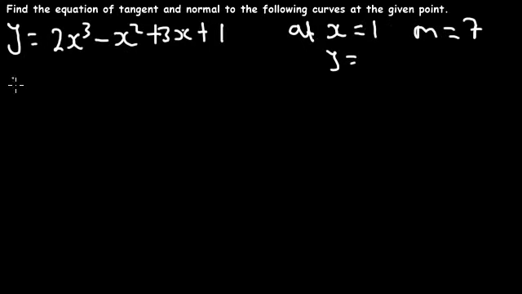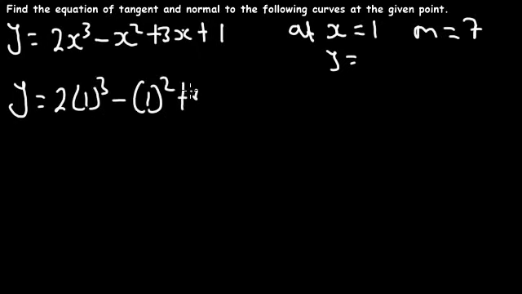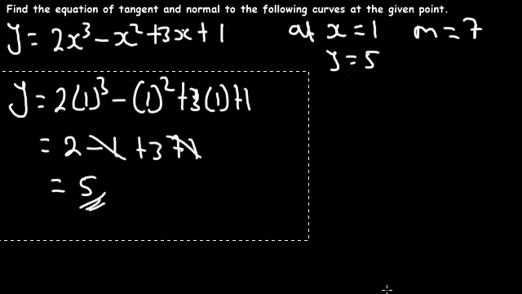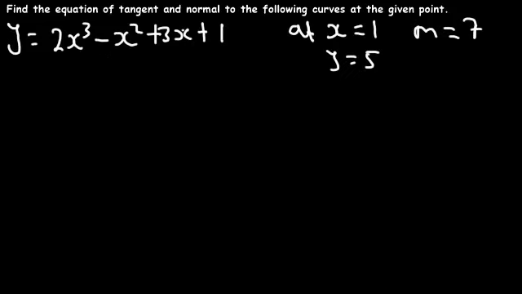So at x equals 1, y equals 2 times 1 to the power of 3 minus 1 all squared plus 3 times 1 plus 1. And this is simplified to 2 minus 1 plus 3 plus 1. Plus 1 cancels minus 1, and we have 5, as 2 plus 3 results in 5. So therefore the y value when x is 1 is 5. Perfect. Now this is enough to determine the equation of the tangent line.